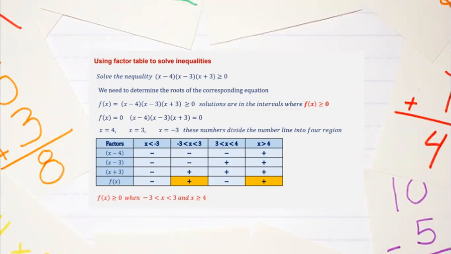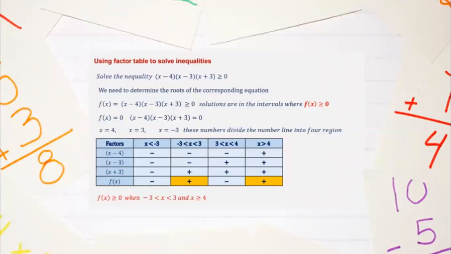So solving the inequality: f(x) equals (x minus 4)(x minus 3)(x plus 3) is greater than or equal to 0. The solutions are in the intervals where f(x) is greater than or equal to 0. So f(x) equals 0 when (x minus 4)(x minus 3)(x plus 3) equals 0. So x is equal to 4, x is equal to 3, and x is equal to minus 3. These numbers divide the number line into 4 regions.